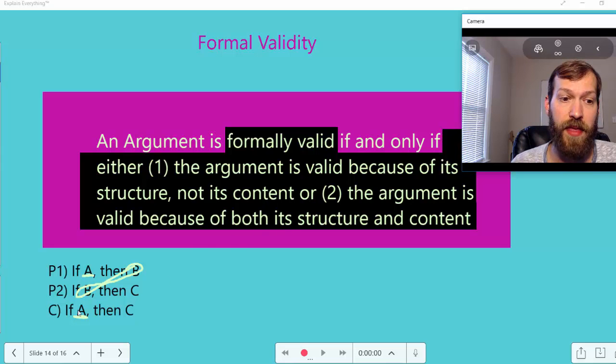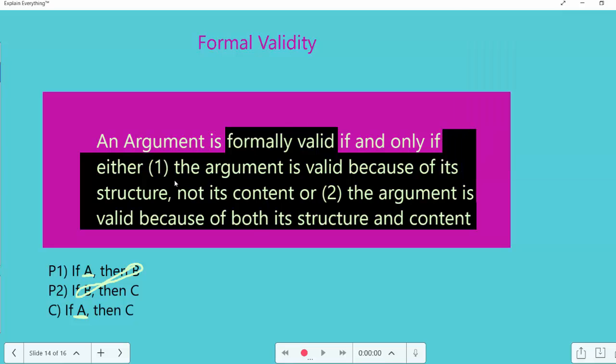Now, this argument then, any argument that we substitute in here is going to satisfy this definition. It's going to be formally valid. And that's because the structure is going to guarantee the validity of this argument. And we could even make a substitution where the content would guarantee that we have a valid argument. So take the conclusion, if A then B.